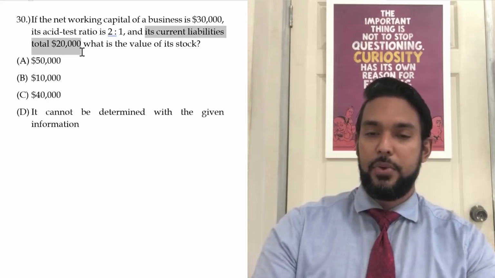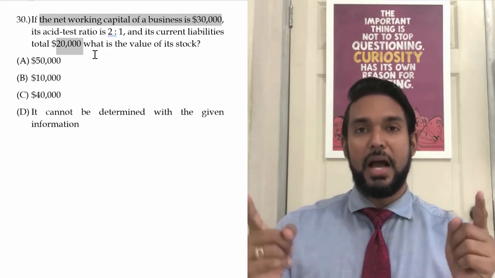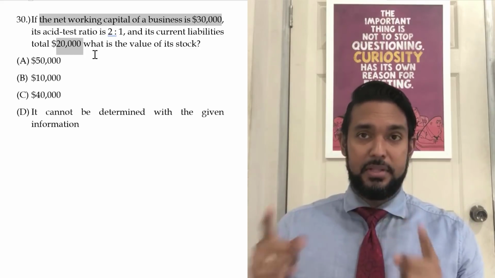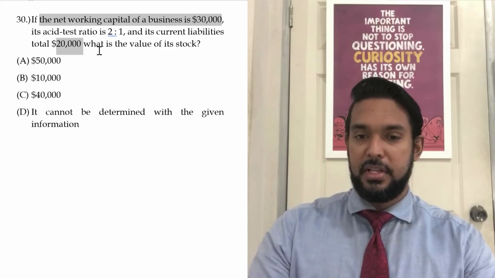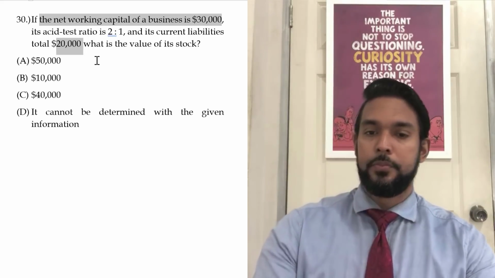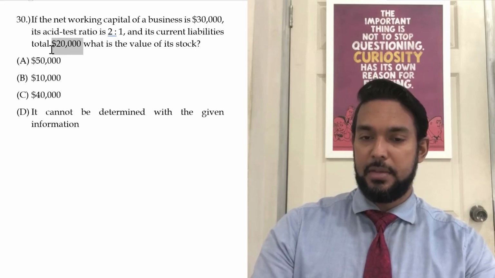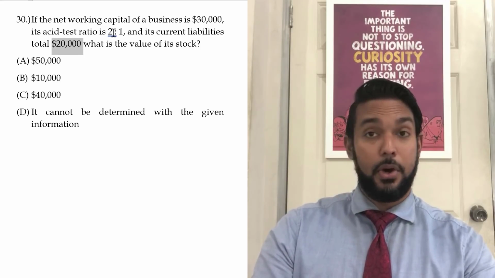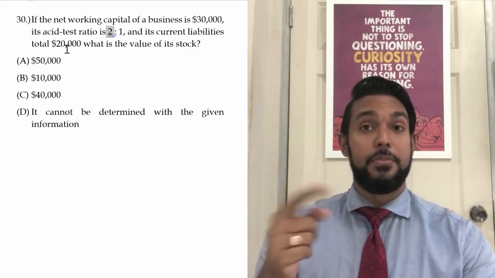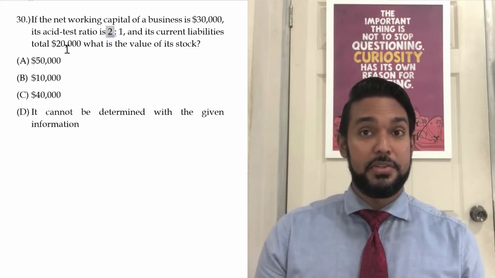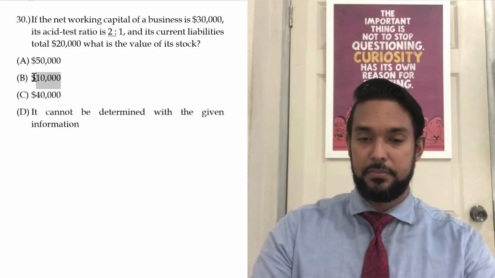What is stock? Net working capital, that's current assets minus current liabilities. So if we add the current liabilities to net working capital, we're going to get back current assets. So 30 and 20 is 50. So that's current assets. Now, the asset test is 2 to 1. If current liabilities is 20, it means current assets without stock is 2 times 20, which is 40. And from just now, we said current assets in total is 50. So 50 minus 40 would give us 10.